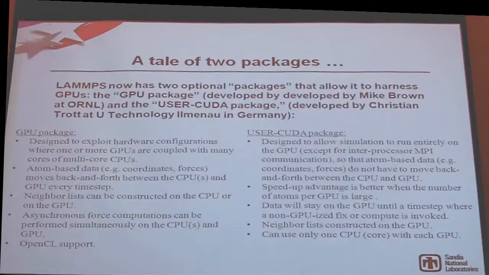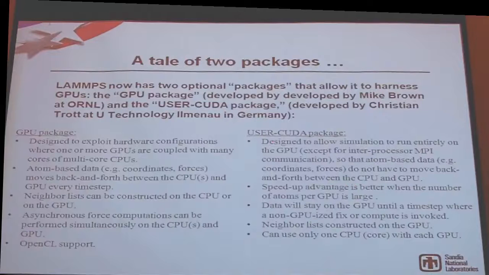The neighbor list can be constructed on the CPU or on the GPU, and you can do asynchronous force calculations simultaneously on the CPU and GPU. So you can use all of the available compute resources on the node simultaneously. And it has OpenCL support, so it's not only limited to NVIDIA hardware, but it can also run on other multi-core hardware, AMD, Intel, other into the future.